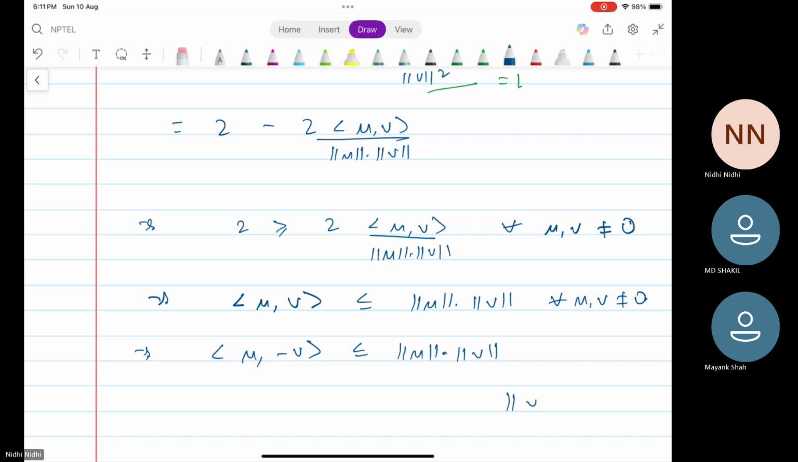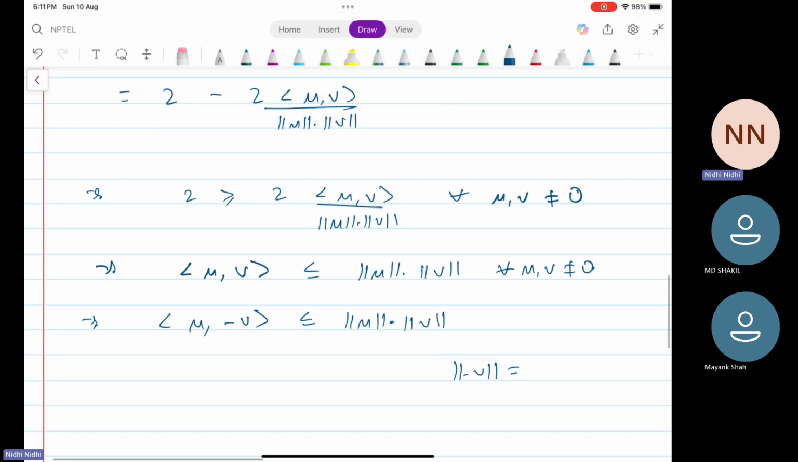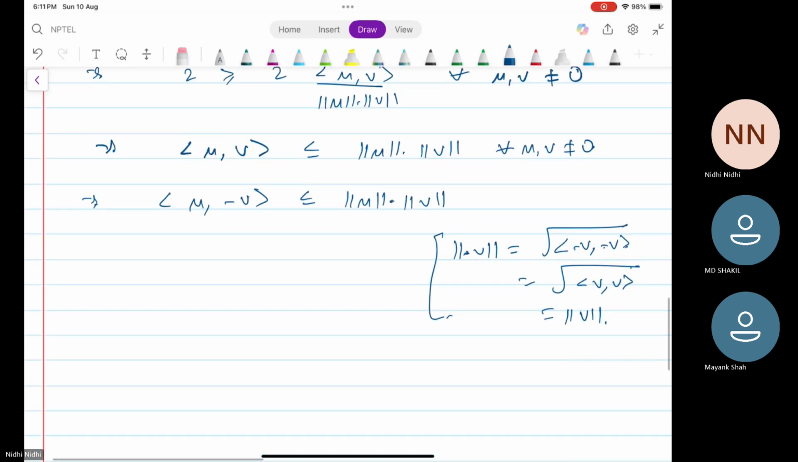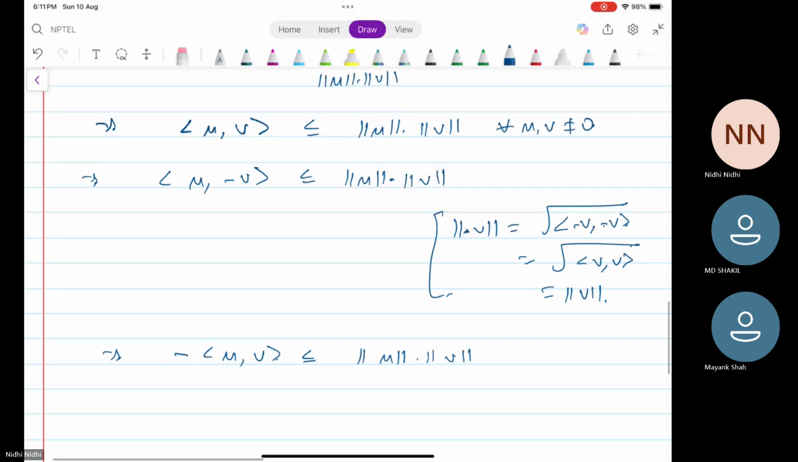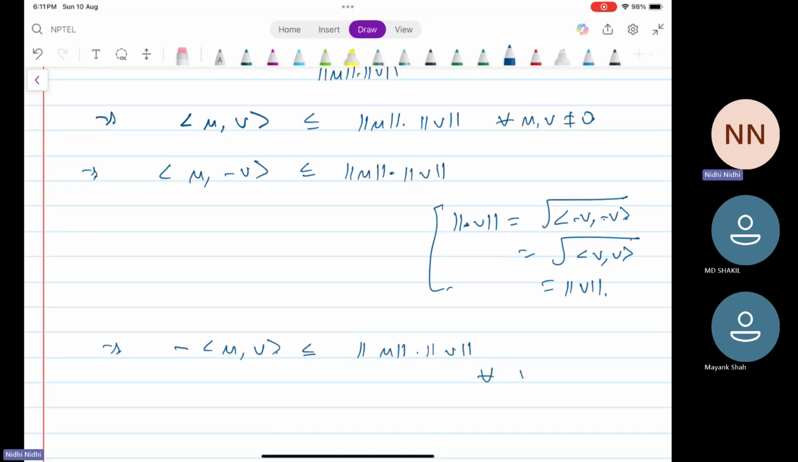Because norm of minus v is equal to the square root of inner product of minus v with minus v. So by linearity, this minus and this minus will come out. So eventually this will be equal to norm v. Here also we haven't used any property of norm. This is just the property of the function. So from here we get minus the inner product of u, v is less than or equal to norm u, norm v. So this is also happening for every non-zero u, v.